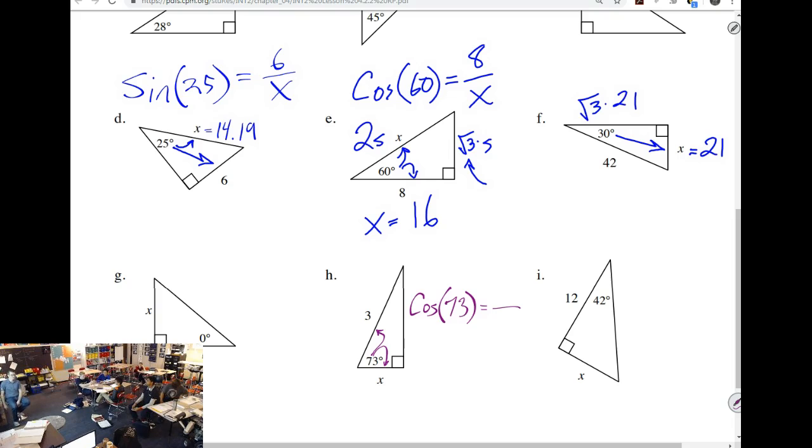Number 3. Cosine, right? Why? Notice how we have adjacent and hypotenuse. X over 3. Why did I skip G? Because it's not a triangle. Yeah, that makes no sense. How is there a right triangle? I have died. What does X come out to be here? No, not that one. Oh, yeah, that one's not a triangle. We already know that. That's 0.87. 0.87.